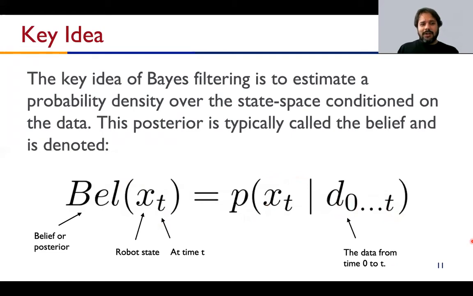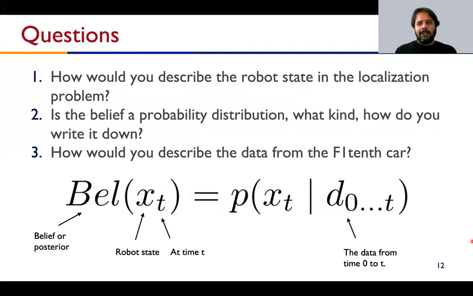So there are several questions that arise. It's not immediately clear how this actually accomplishes the task of localization. So let's distill this high level idea further. The way we can think about this is by attempting to answer these questions listed on this slide. So the first is, how do you represent the robot state in the localization problem?